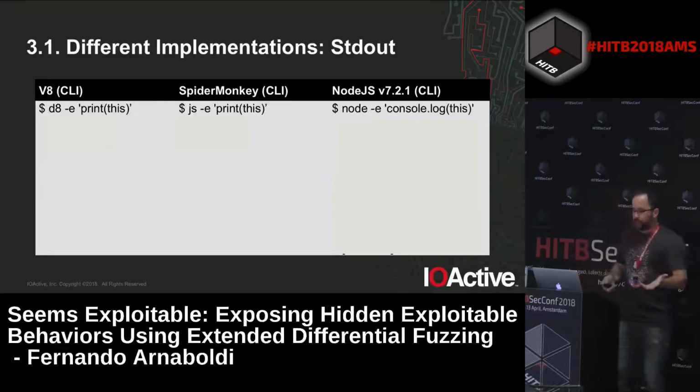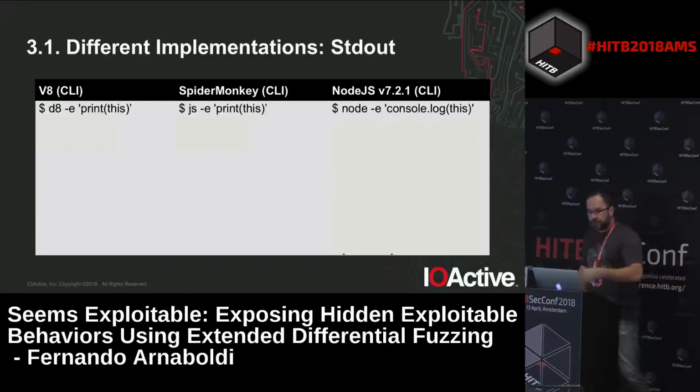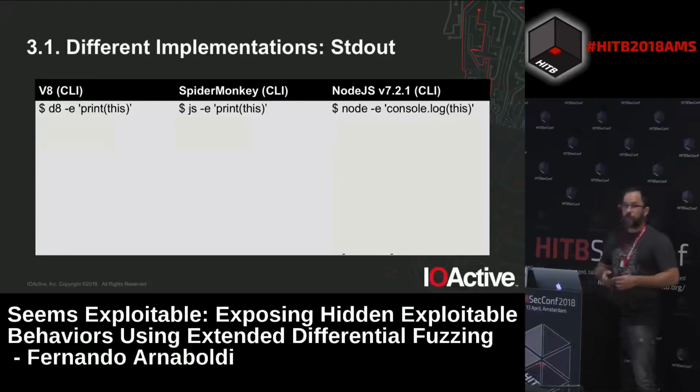The first one is when you're testing the standard output. This is the very first thing that we saw at the beginning. We were testing what the output of 2 plus 2 was, right? So in here we have 3 different JavaScript parsers. The first one, V8, is made by Google, SpiderMonkey is made by Firefox, and Node, which in this case is using V8, so it should behave the same way.